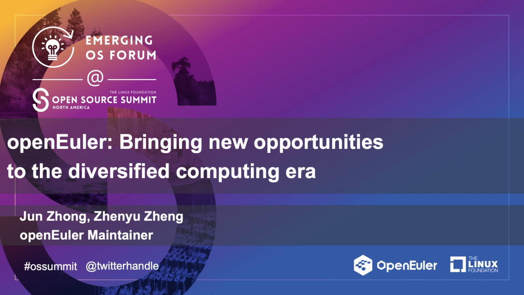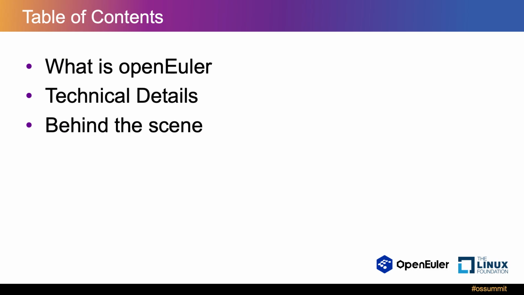We are really honored to be able to speak at the Open Source Summit North America. And we are very sorry that we have to change this to a virtual speech at the last minute because of our visa problem. So let's start. Our topic today is openEuler, bringing new opportunities to the diversified computing era. It's presented by me and my colleague, Zhong, and we are from the openEuler community.